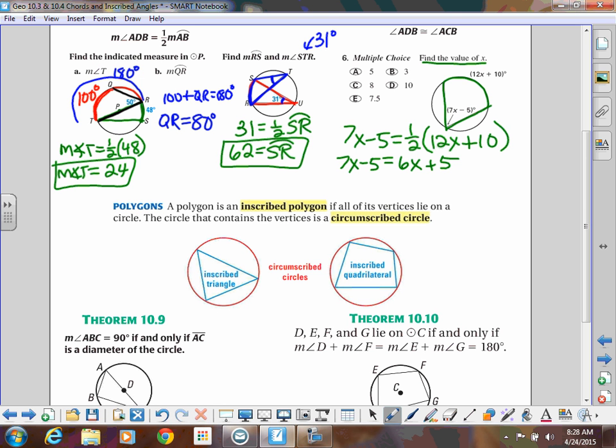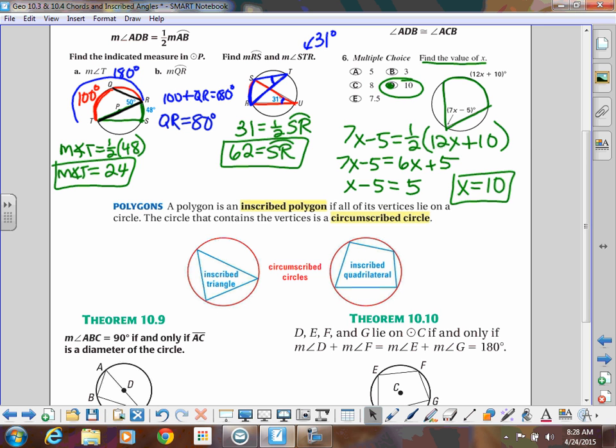I'm going to subtract the 6x. So that would give me x minus 5 equals 5. And then I'm going to add the 5 over to the other side. And that gives me x equals 10. And that's all they wanted me to find, was x. So that would be answer choice D.